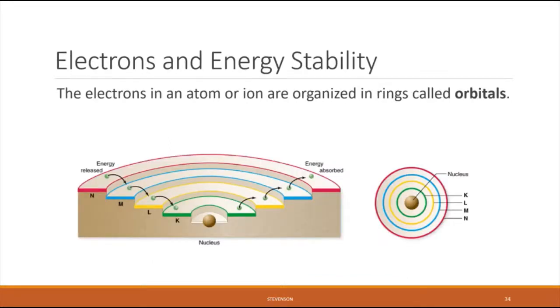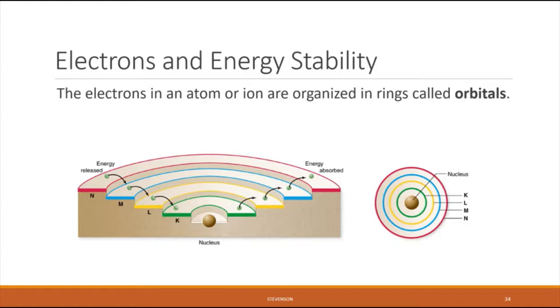So now we're going to move into a new part of the lecture where we start talking about how atoms associate with each other in order to form molecules. And in order to talk about this, we need to start talking about the energy stability of atoms and electrons in particular. You already know that the electrons in an atom or an ion are organized and found in the rings outside of the nucleus called the orbitals.